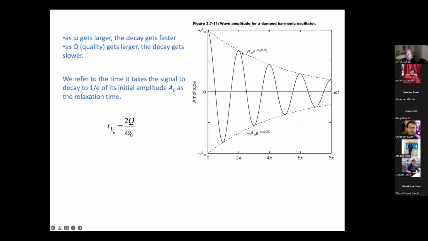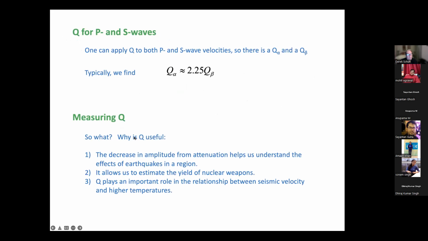So here is our cosine wave, and here is our exponential decay. We can talk about the time it takes for the signal to decay to 1 over e of its initial amplitude, and that's going to be 2Q over ω0. Now one can apply Q to both P and S wave velocities, and typically we find that Q of P waves is about 2.25 that of Q of S waves. So that means S waves are attenuated more than P waves.